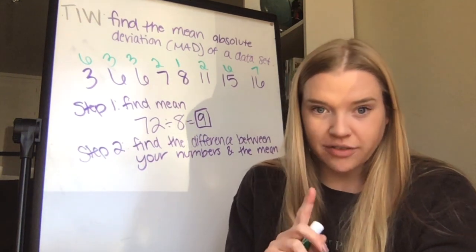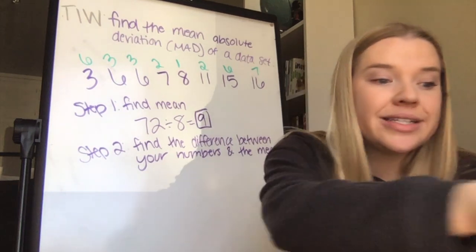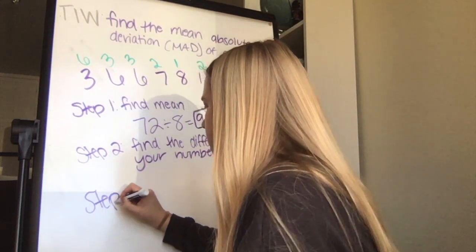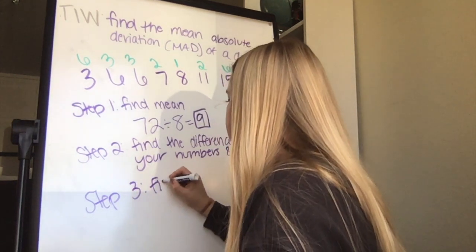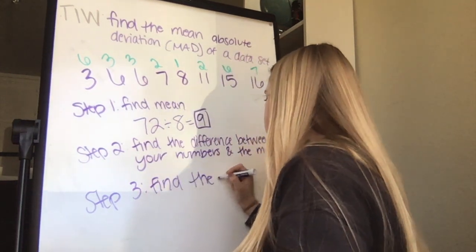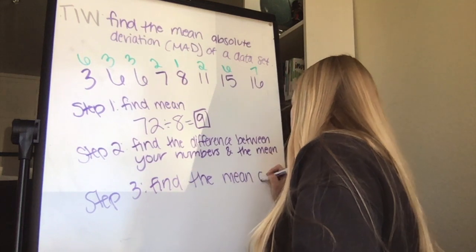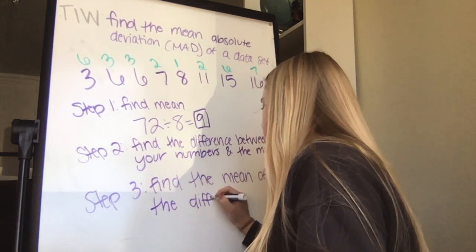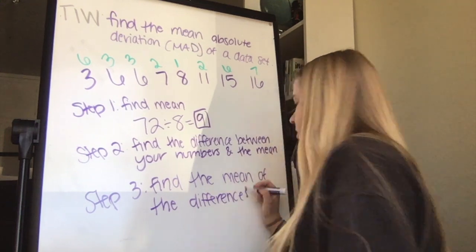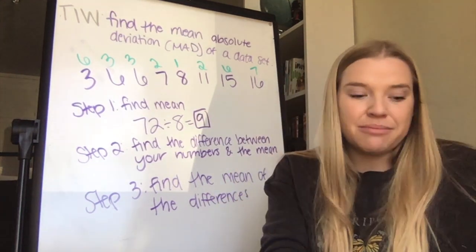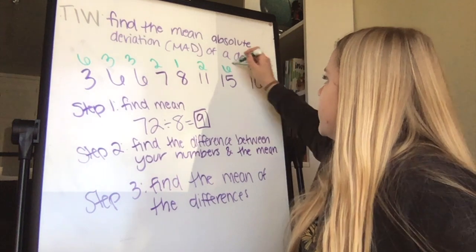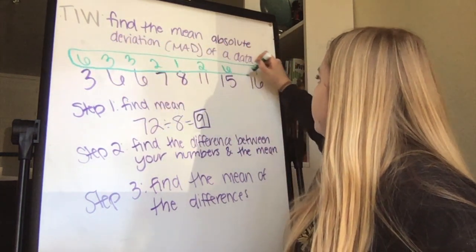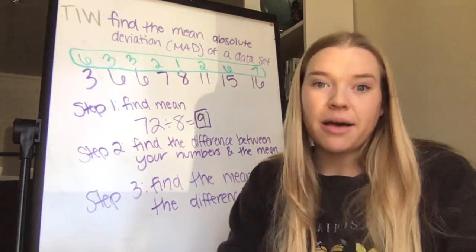So we still have to do step 3. Step 3 now is finding the mean of the differences. So all that means is we're now just finding the mean of these numbers that I wrote in green. We know how to find mean because we've already gone through this. We just add them all up and divide by how many numbers there are.